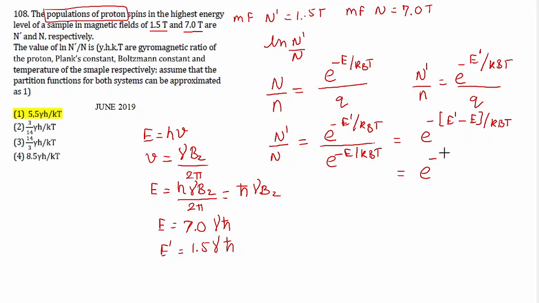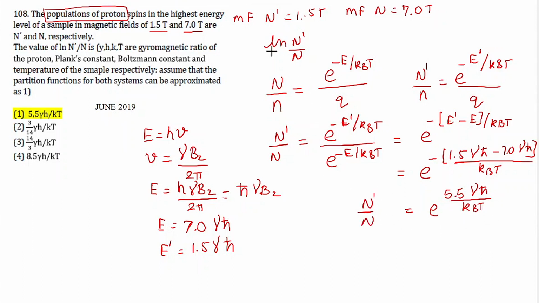Okay, so both these values we will be substituting over here, and we will have e raised to minus E dash, that is 1.5 gamma h cut minus 7.0 gamma h cut, upon kBT. Okay, so over here 7 minus 1.5 will be 5.5, and here we have minus, minus, so we will be left with only 5.5 gamma h cut upon kBT. So the value, that is N dash upon N, we have this.